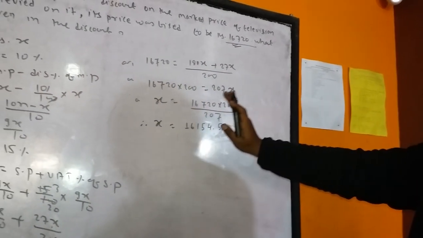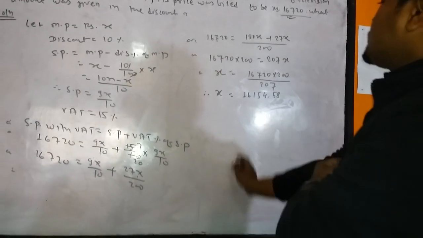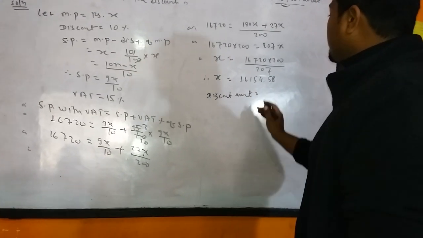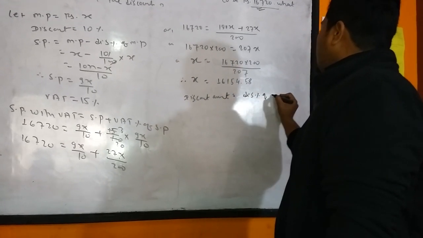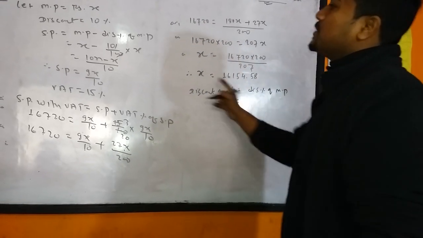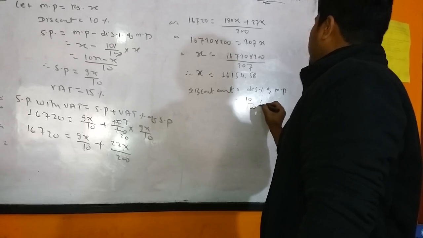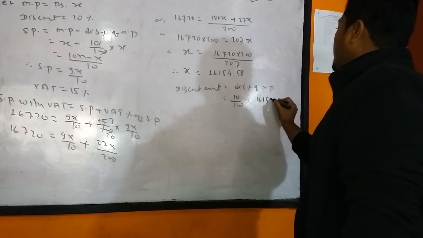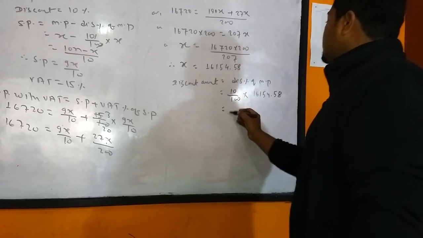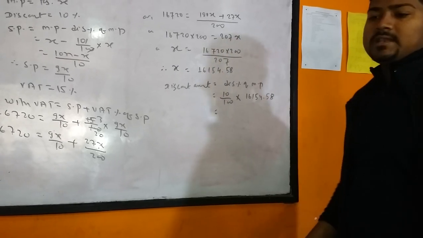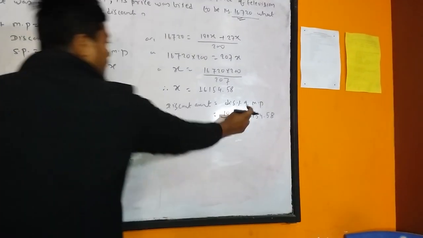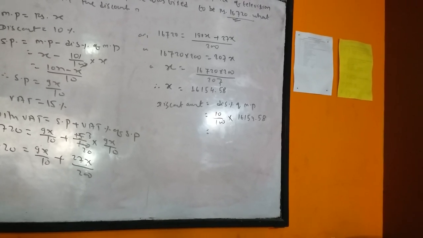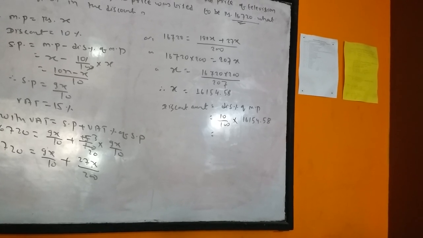Okay, now the question is asking what? Discount amount. So what is the discount amount formula? Discount amount formula is discount percentage of MP. So what is the discount percentage given? 10. 10 upon 100 into MP value. What is the MP value given? Here MP value is 16154.58. So now solve this. Multiply by 10 and divide by 100. What will come here? 1615.45 is the right answer.